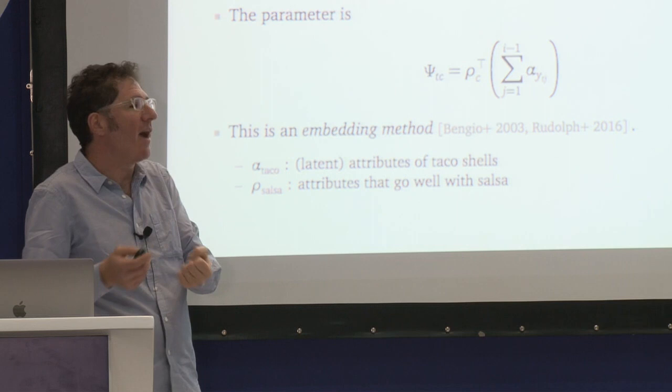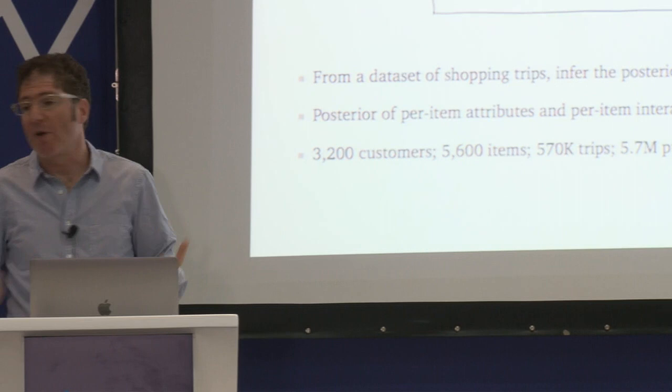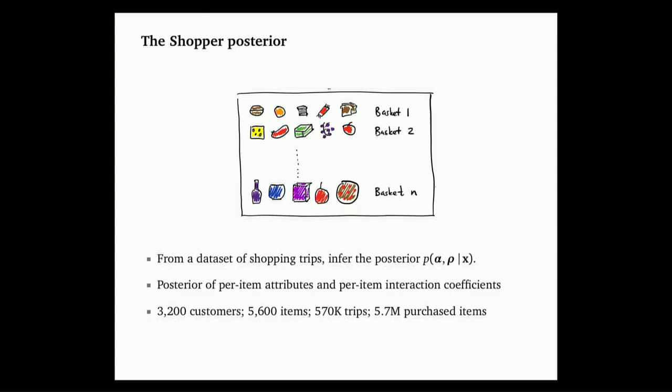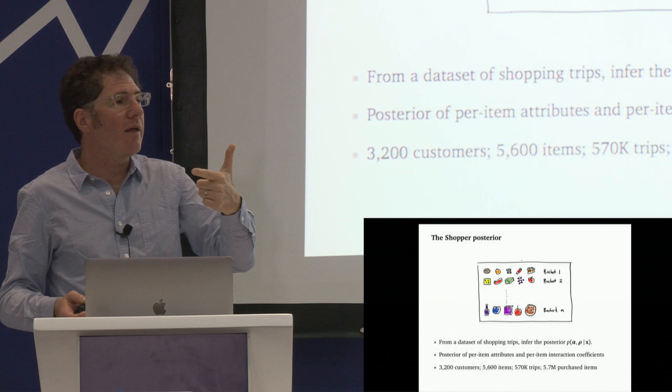Okay, so what's the goal? So that's the basic model. And what we observe is a bunch of shopping trips, X. And we want to infer the posterior, the probability of alpha and rho given the shopping trips. So I observe all of us going into the supermarket and buying a basket of stuff. And what I want to know is, given all of those trips, what are the latent attributes of each type of item, and what attributes does each type of item like to have in the basket with it, okay?